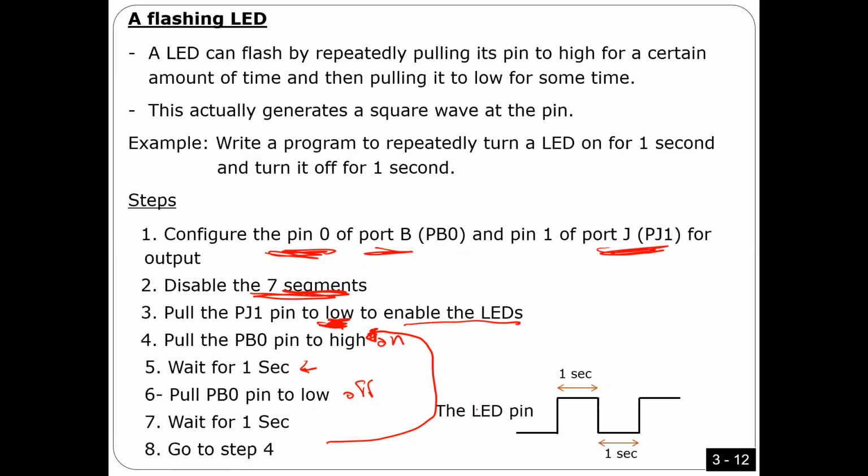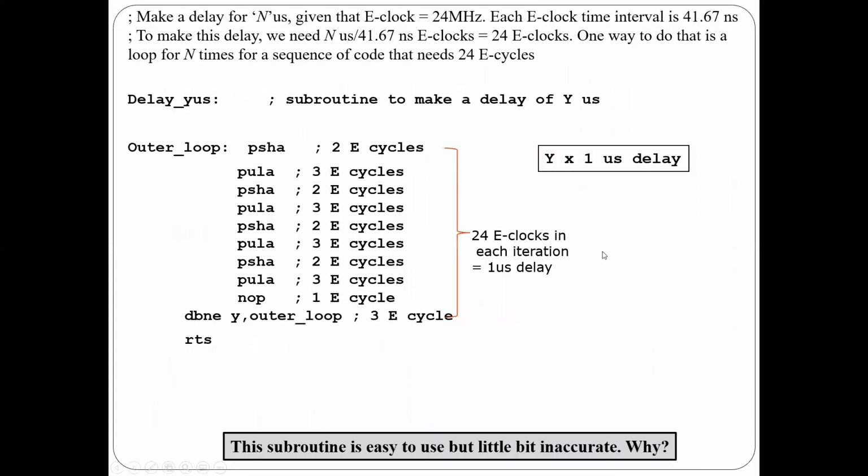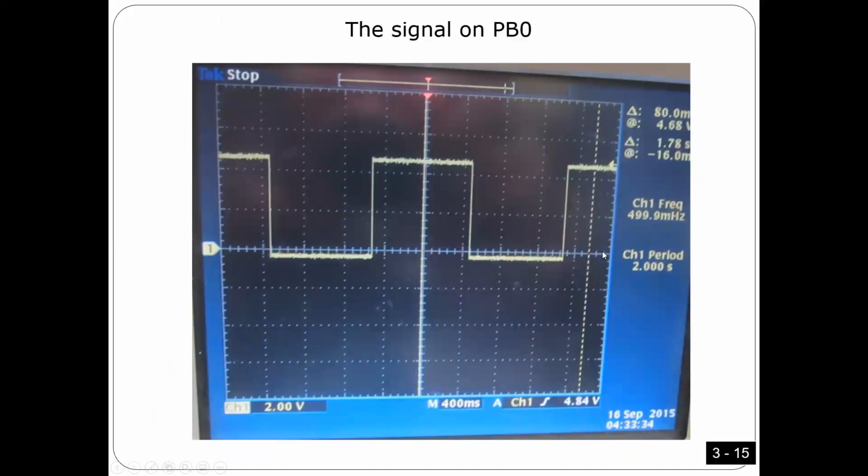So if you connect this pin to an oscilloscope, you will see a signal like this one. It's 5 volts for 1 second, 0 volts for 1 second, and so on. And I'm going to show a picture here. I connected, yeah, that's what I did. So if you look here, this is 1 second, 1 second. So what you are doing is actually generating a square wave. A very easy way to generate a square wave.